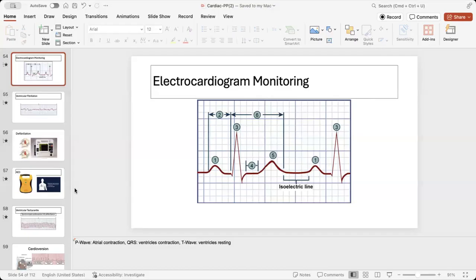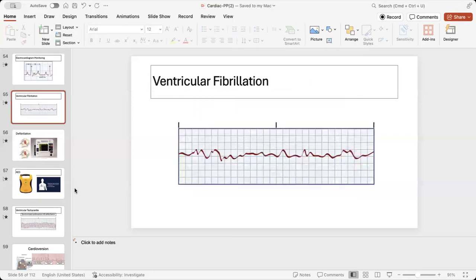Okay, so an easy way you can figure out: is it a regular rhythm? What is my heart rate? Okay. All right. Is this a lethal rhythm? Yes. Okay, what is happening here?